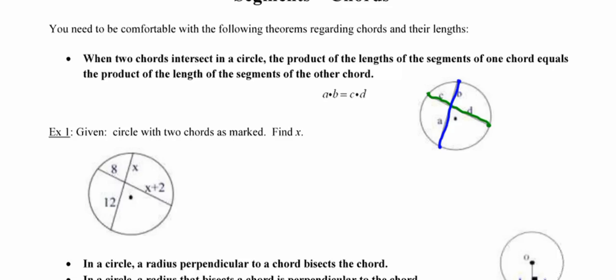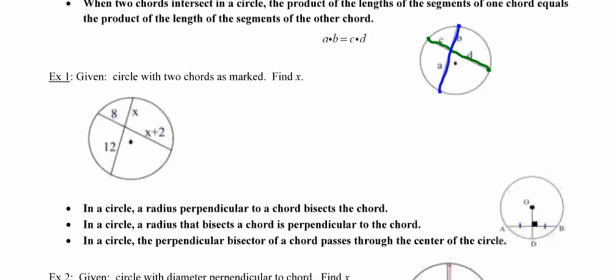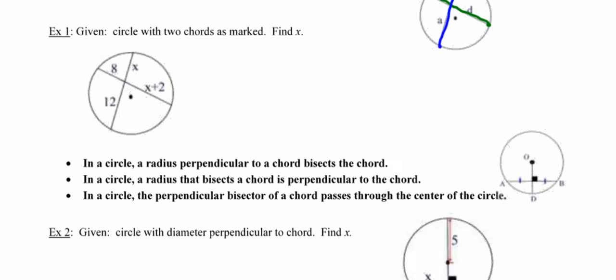So if we take a look at example 1, we'll see how you can use this in order to solve problems. In example 1, we're given this circle with these two intersecting chords. Again, I'm going to name them the red chord and the purple chord. This theorem says that when I multiply the two pieces of the red chord together, so 12 times x, that product is equal to the product of the purple pieces, or in other words, 8 times the quantity x plus 2.